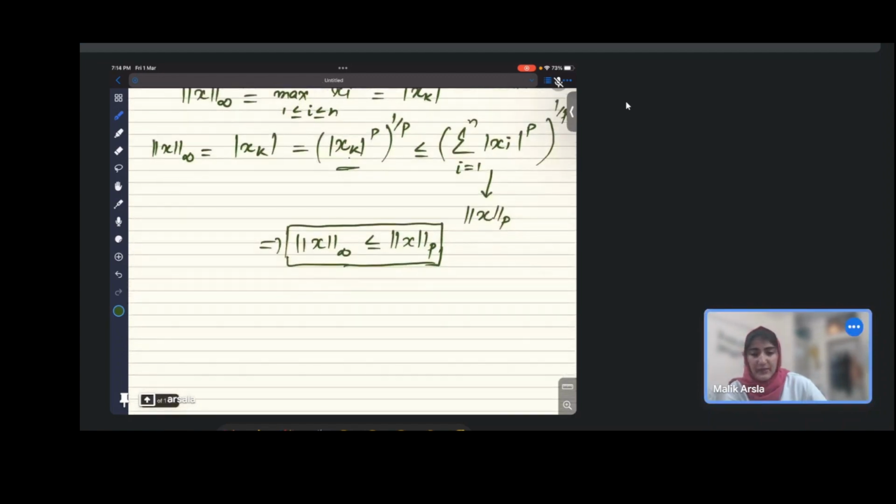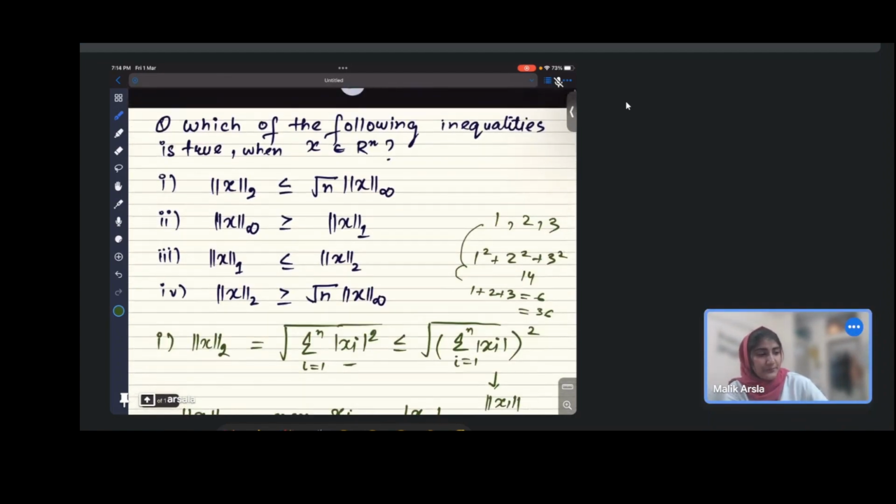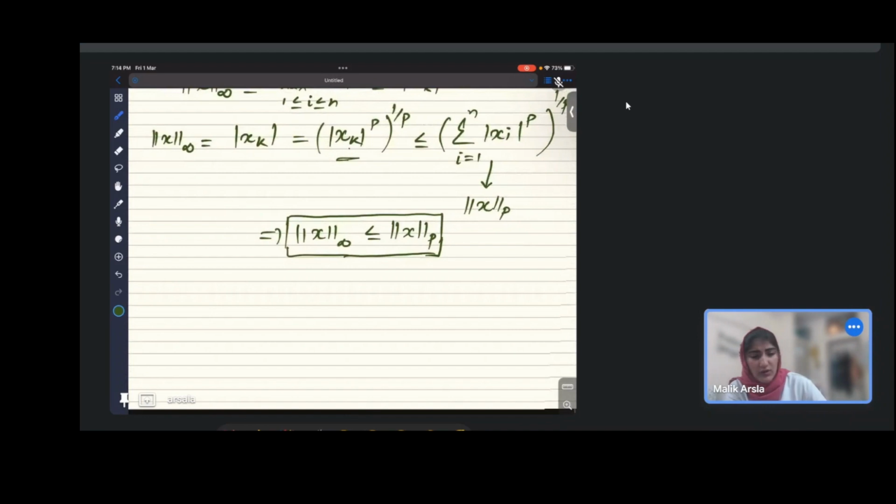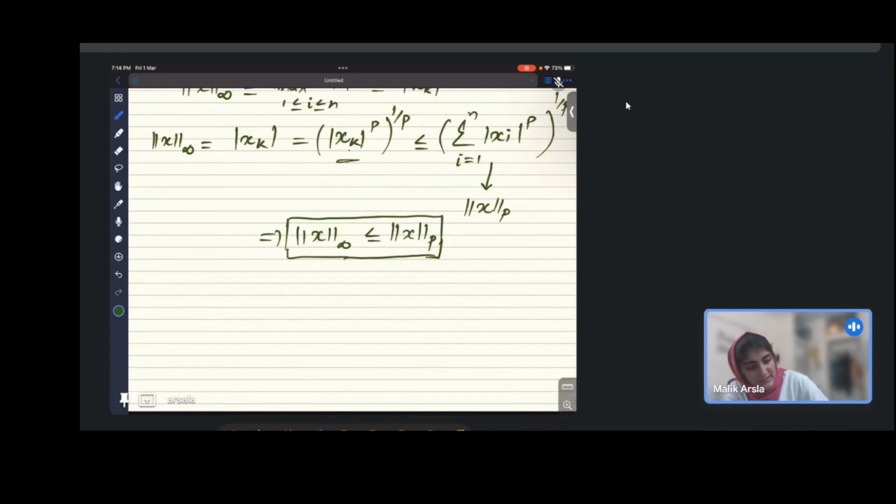Now, coming to the options, we have been given a comparison of the Euclidean norm with the infinity norm. So we can quickly calculate it. If we have been given the p norm, we know p norm is nothing but the summation of i running from 1 to n, xi to the power p, the whole root over 1 by p.